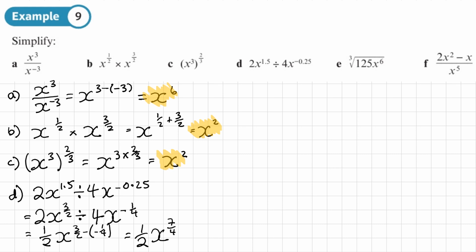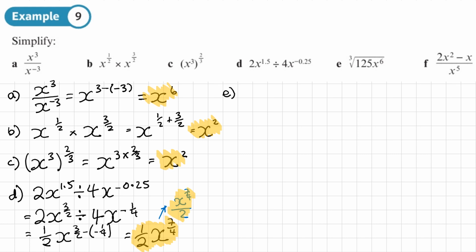Now you could have left it as decimals and worked as decimals. I just prefer working with fractions. Now you could also write this answer as x to the power 7 over 4 over 2. Same thing, just a slightly different format. So we'll just highlight that as our answer, or in this form, and we'll move on to part E.